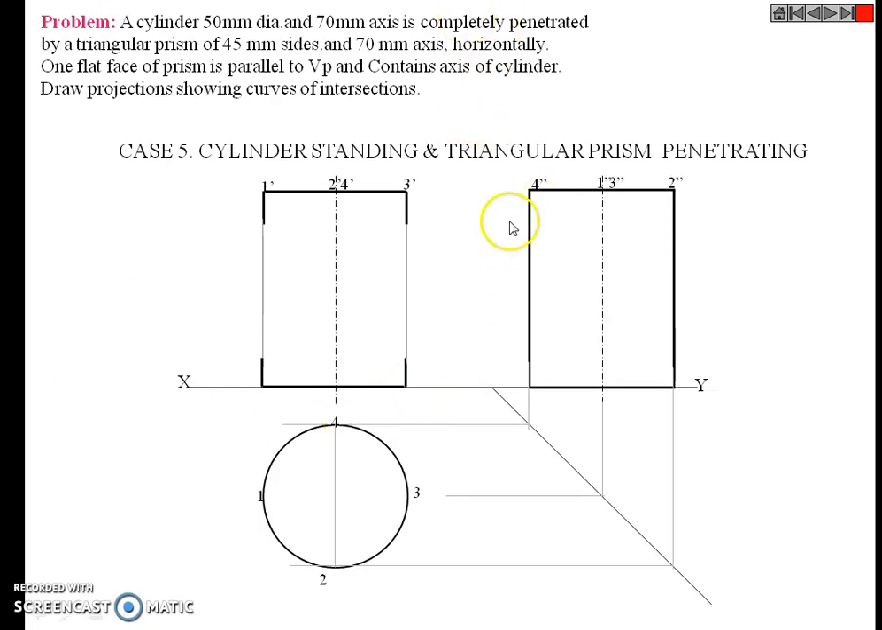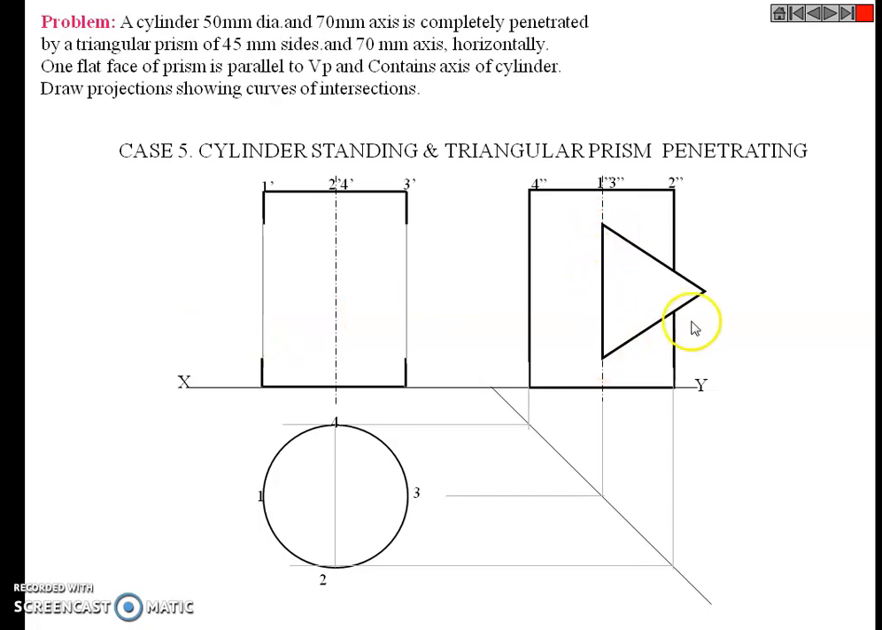This is 4 double dash, 1 dash and 3, 1 double dash and 3 double dash overlap. This is 2 dash, 2 dash. So first step we have completed. First draw top view of first solid. Project it for front view, project it for side view. This cylinder having 50 mm diameter, height of this cylinder is 70 mm. After drawing this, draw side view.